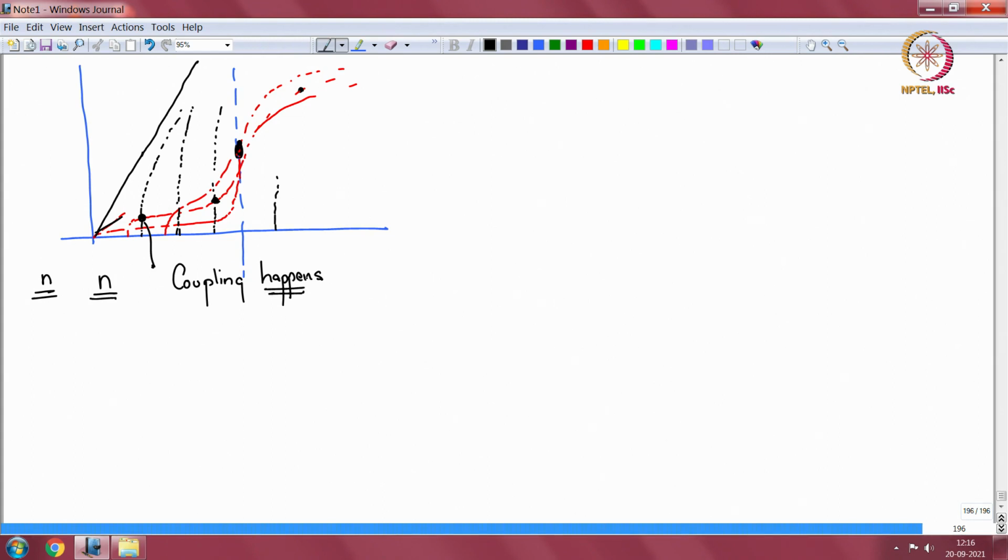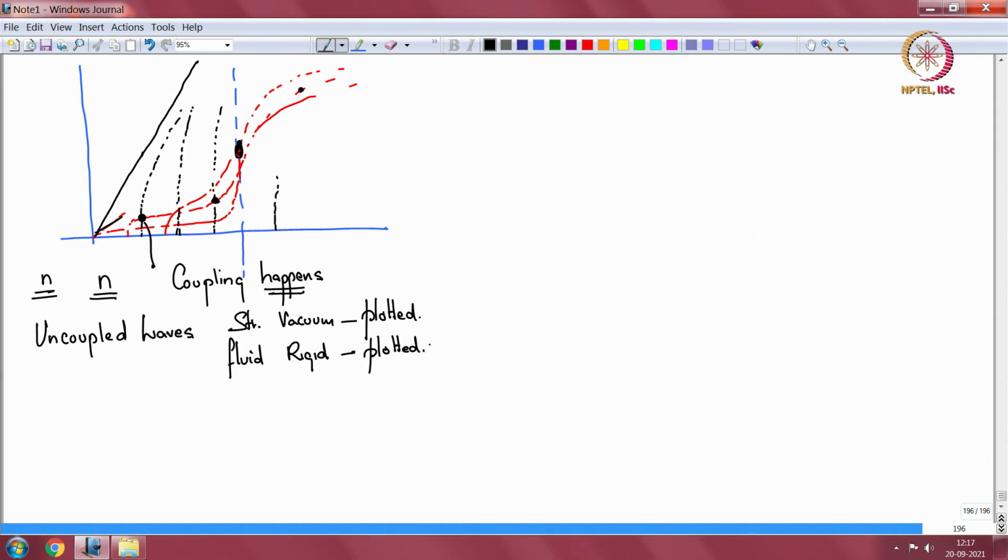Okay, strong. Let me say one more thing here, that we are plotting uncoupled waves. Okay, so that means what? We have looked at structure as though it is in vacuum and plotted its waves. We have looked at fluid as though the structure is rigid and plotted its waves. Okay. This helps us get a picture, this helps us get an idea of what is happening.